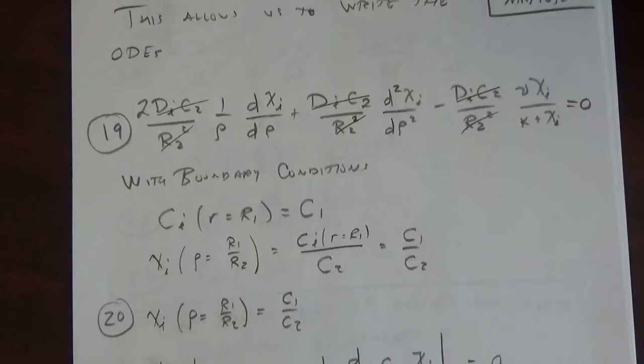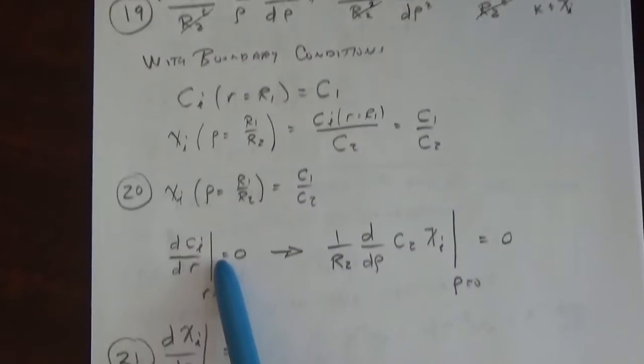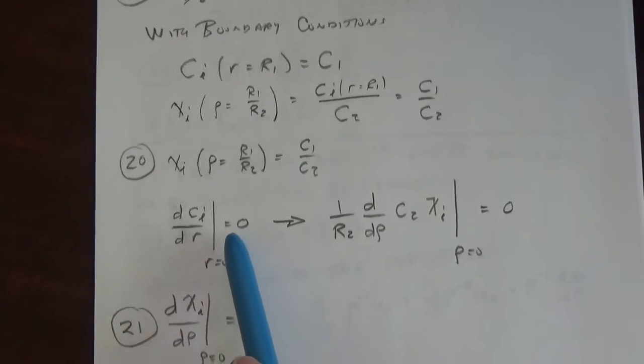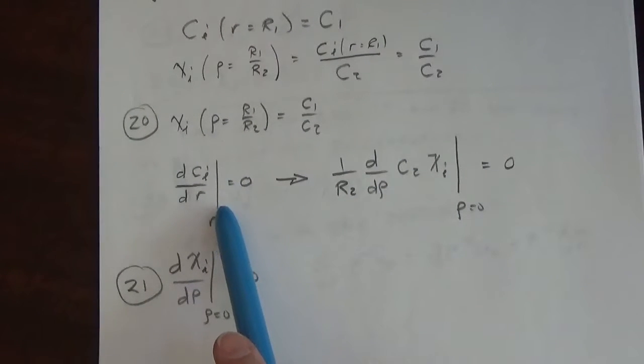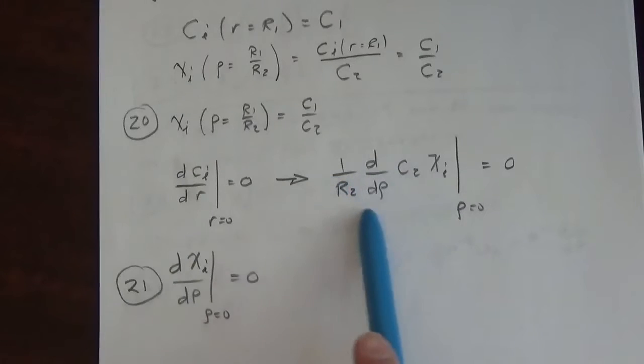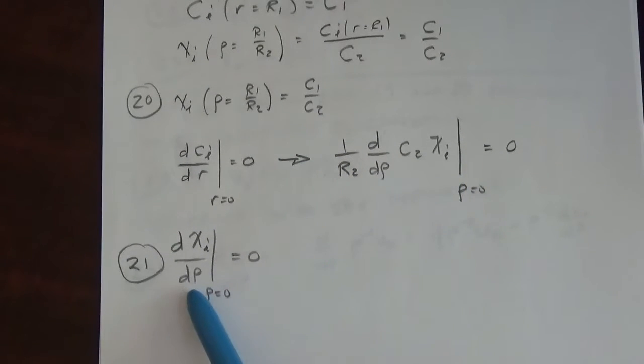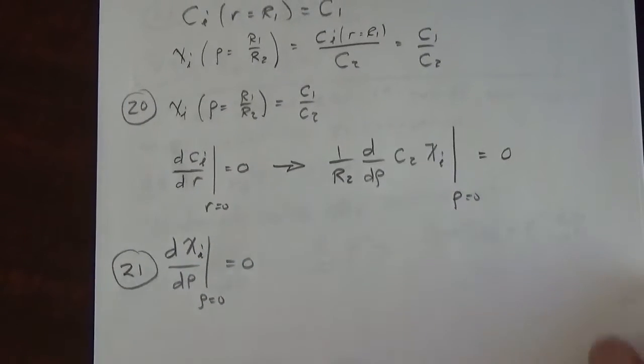And then here we have the derivative of concentration interior is equal to 0. With appropriate substitution, that gives us that the derivative of chi sub I with respect to rho at rho equals 0 is equal to 0. So that's the interior problem.